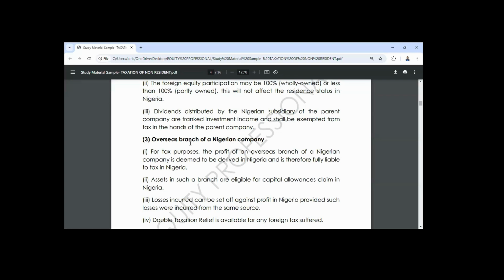Let's look at the tax implication. First and foremost, for tax purpose, the profit of an overseas branch of a Nigeria company is deemed to be derived in Nigeria and is therefore fully liable to tax in Nigeria. Let me explain that. Their overseas branch, their profit, we assume is derived in Nigeria, and we are going to tax it in Nigeria because it's a branch. Assuming it's a subsidiary, we don't have power to tax it.